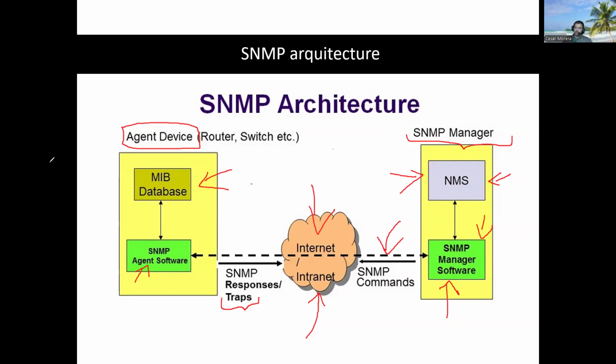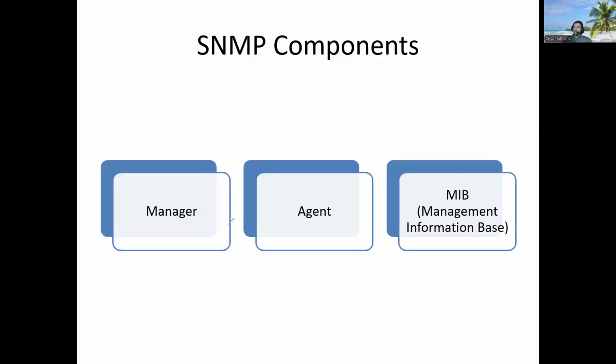Okay, let's move on. What are some of the components that we have for SNMP? We have the manager, we have the agent, we have the management information base. That's the database I was talking about, which is known as the MIB. And we already analyzed the architecture, so we have a better idea of how the components plug together and work together. Okay, let's continue moving on.